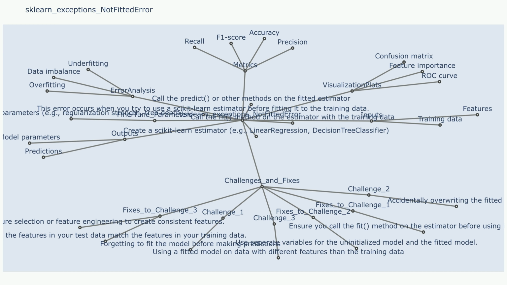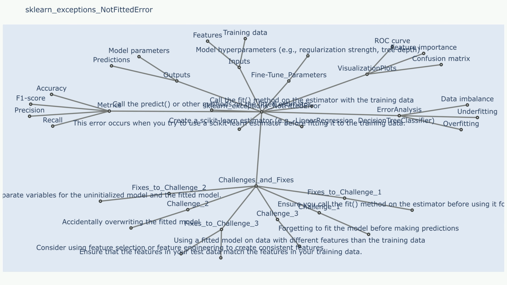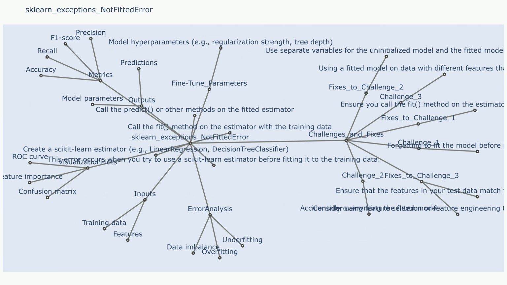sklearn.exceptions.NotFittedError. The NotFittedError exception is raised when you attempt to use a scikit-learn estimator, such as a classifier, regressor, or transformer, before it has been fitted to the training data. In simpler terms, you are trying to make predictions or apply transformations using an estimator that hasn't learned any patterns from the data yet. Inputs: training data.